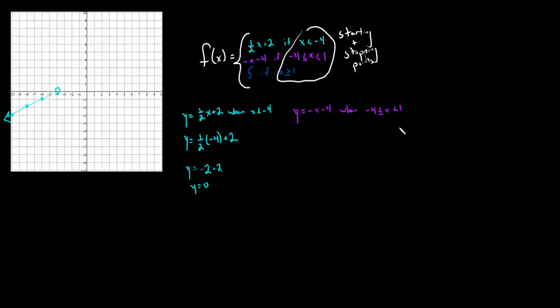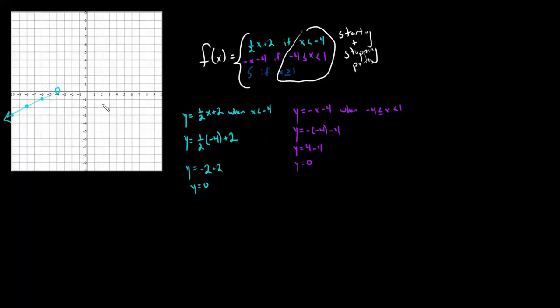So I'm going to want to make sure I get both of those points exact. So I'm going to go ahead and first plug in -4. So I'm going to plug in -4 for x. So -x, which is -(-4), minus 4. And we get y equals 4 minus 4. And we get y equals 0.